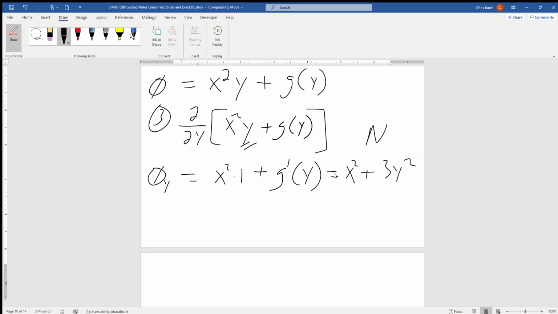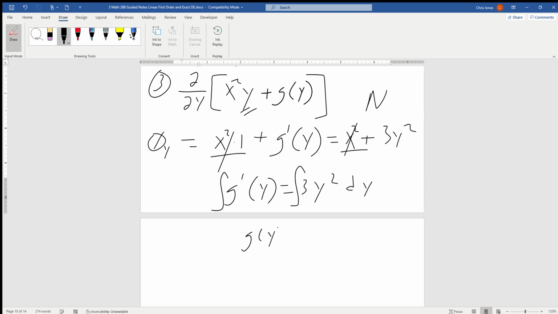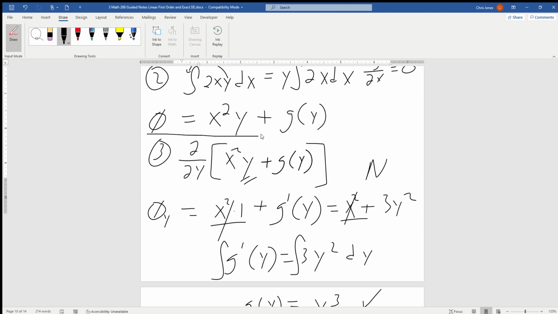All right, now to finish this off, notice on both sides we have an x squared, so they cancel out, which means that g prime of y is equal to 3y squared. To get rid of a derivative, we're going to integrate both sides with respect to y, and that means that g of y is going to be equal to 3y cubed over 3, or y cubed. Right? And that's what we needed to finish this problem off, because this is the solution, except we needed that unknown function g of y.